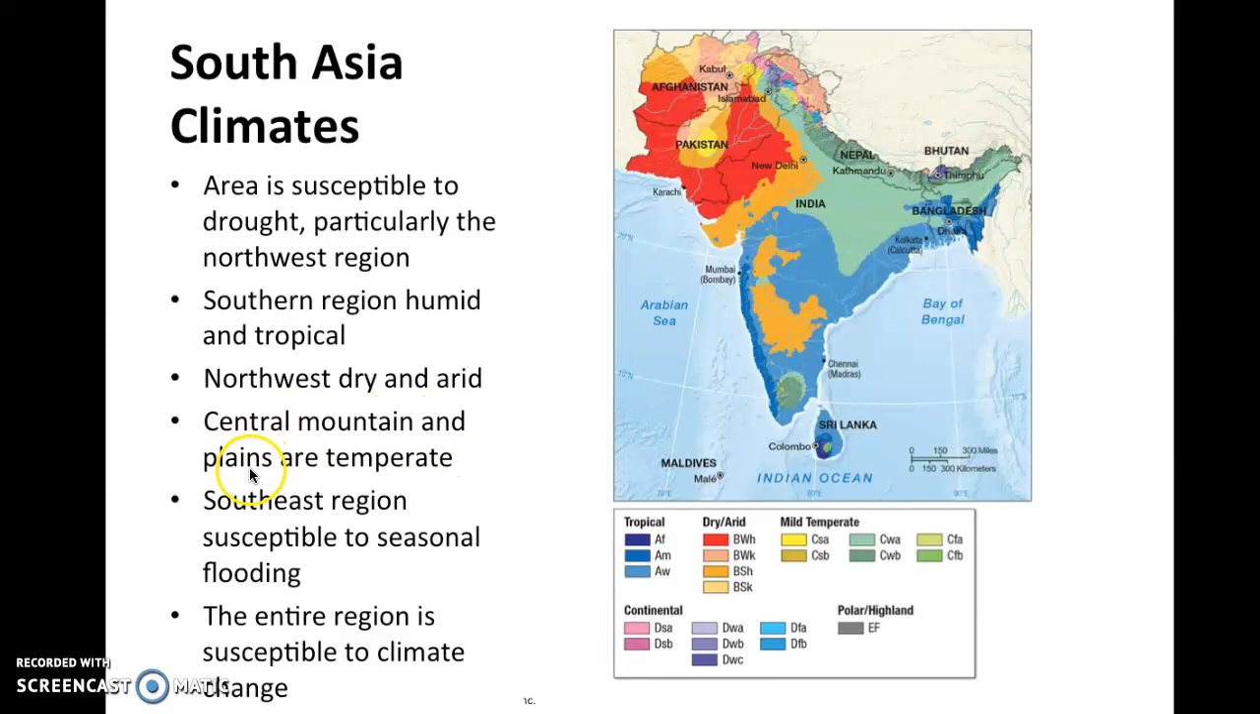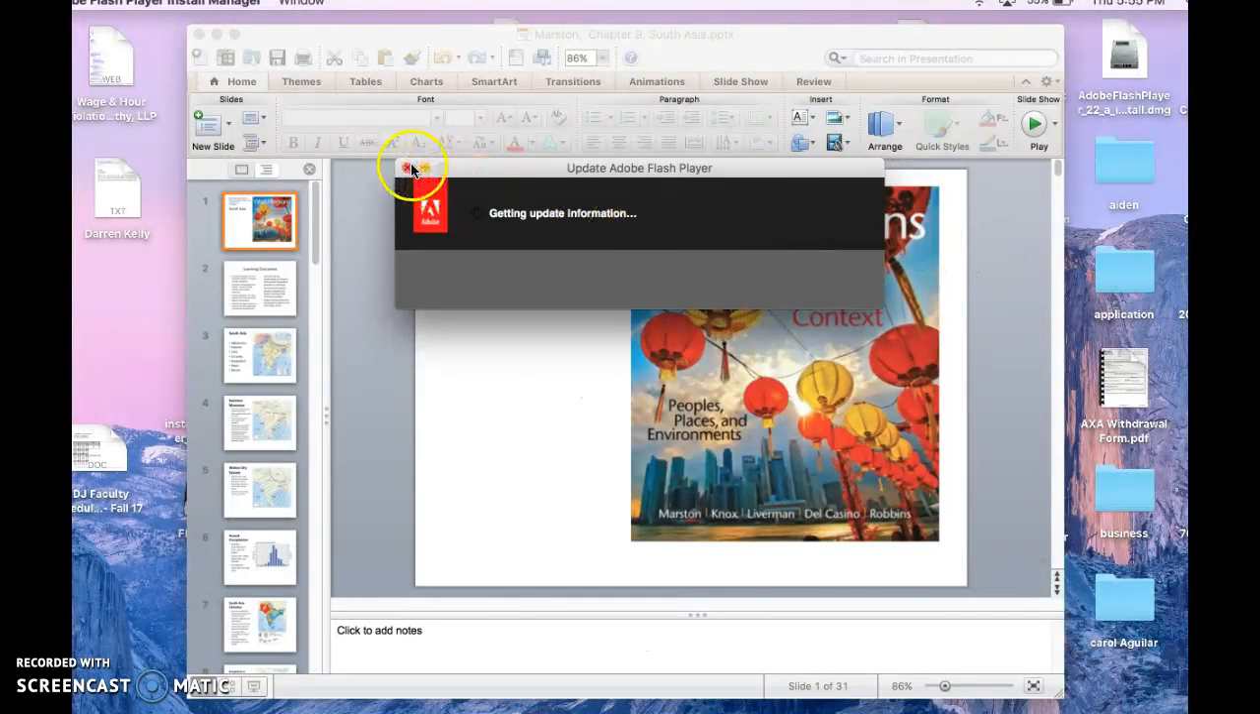The central mountain and plains are temperate. That's this region up here in the green. And the southeast region is susceptible to seasonal flooding. That's this region right here.